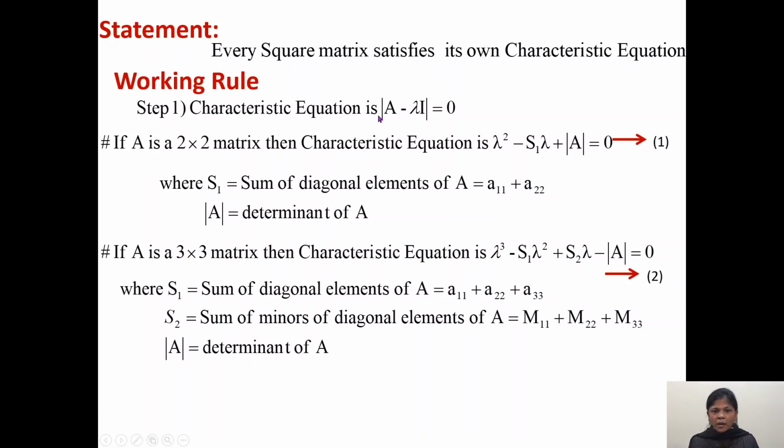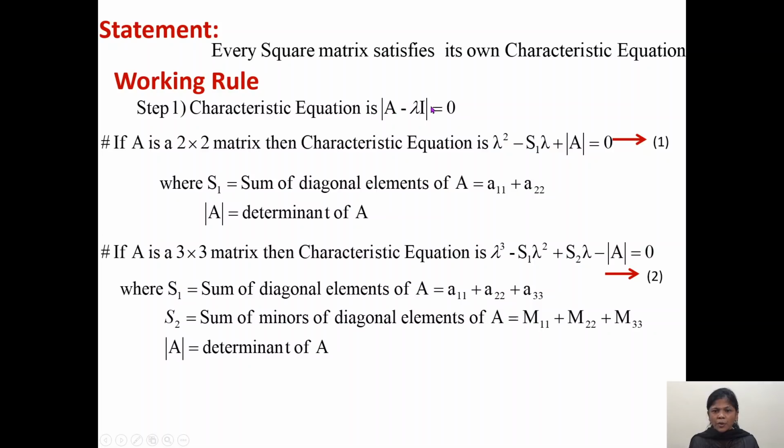First we start with the characteristic equation given by determinant of A minus lambda I equal to 0, which can also be written as lambda square minus S1 lambda plus determinant of A equal to 0, where A is a 2 by 2 matrix. S1 here is the sum of diagonal elements of A. Usually we denote diagonal elements by A11, A22. And this is the determinant of A.